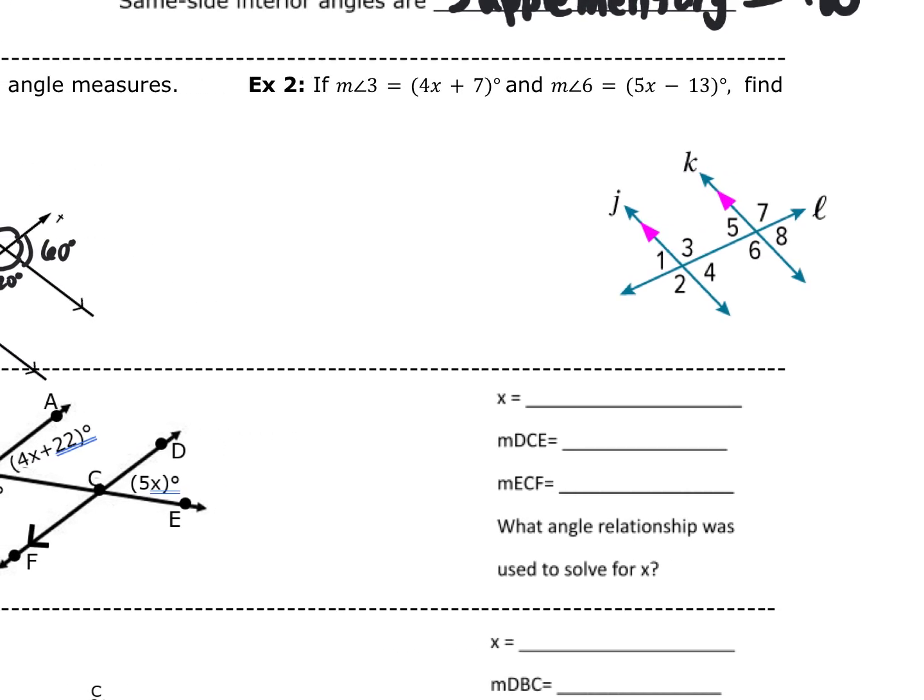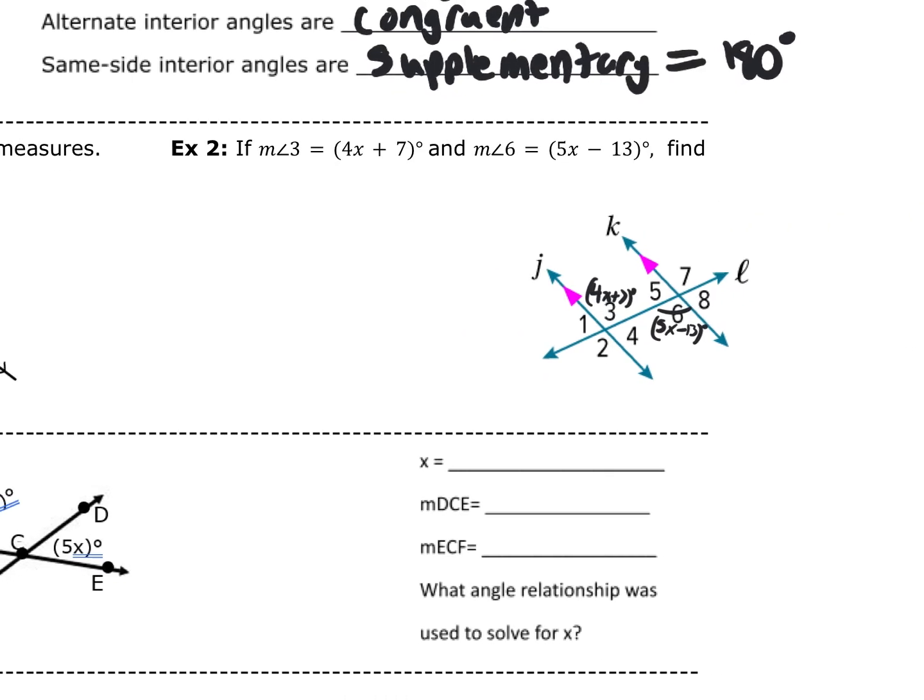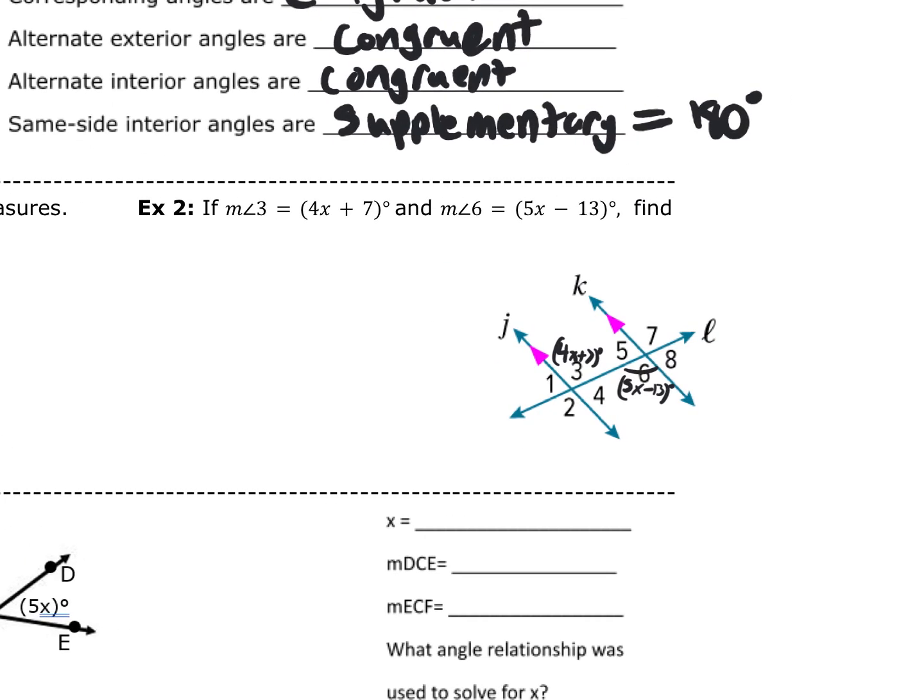All right, so now let's look at example 2. If the measure of angle 3 is 4x plus 7, so angle 3, we're going to label it 4x plus 7 degrees. And the measure of angle 6 is 5x minus 13 degrees. All right, well, we just need to figure out the relationship that's going on. We're looking for x, find x.